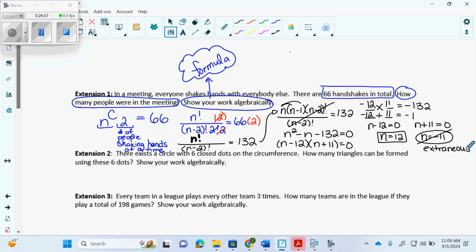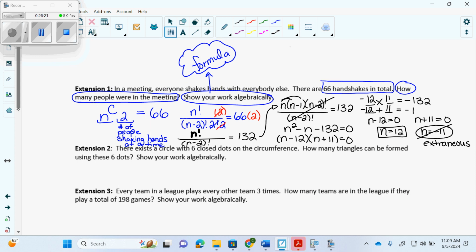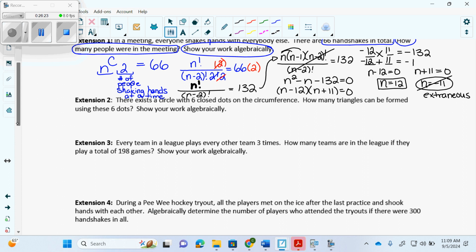Now do I just send it and hope for the best? No. I go 12C2 in my calculator. And I hope it gives me 66, does it? So now I'm happy. I walk away knowing I did this well, right? We're going to skip extension 2 for a second. We're going to go to extension 3.